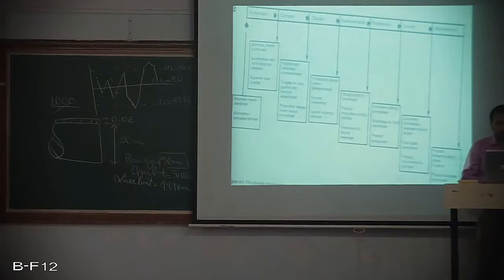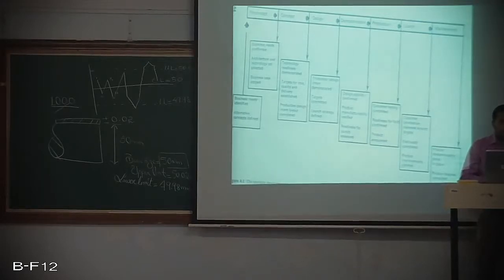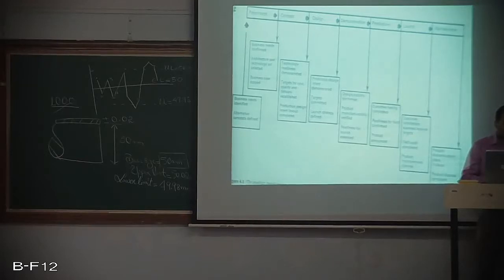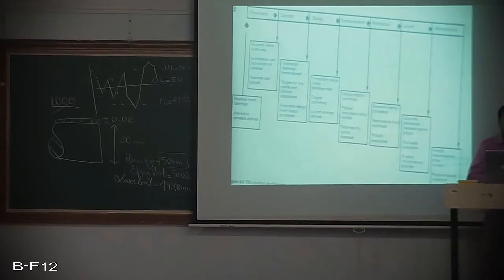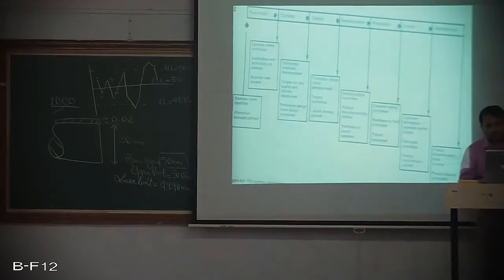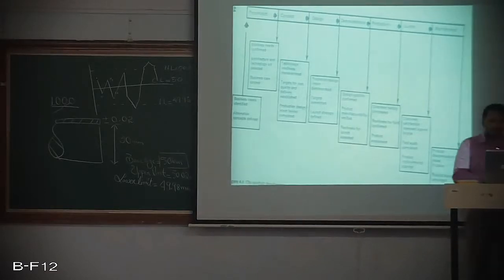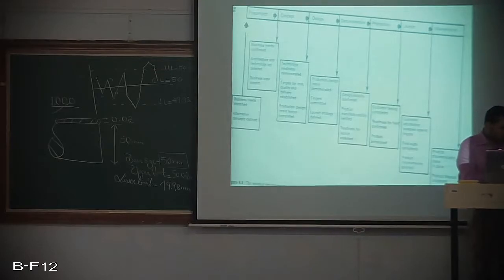In the concept, technology readiness is demonstrated. Targets for cost, quality and delivery is established, because with respect to that only we are going to develop our concept designs. And then production design intent layout is completed in the concept phase. And the next is the design.